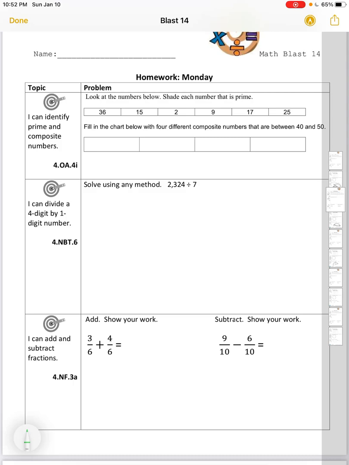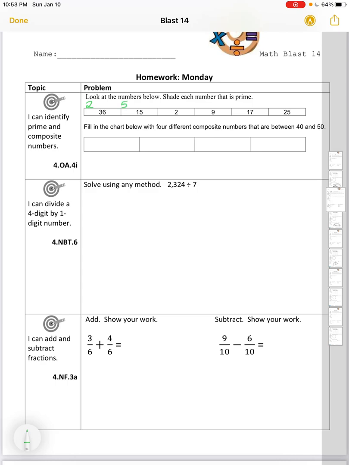So looking at 36, I know that 1 and 36 are factors of 36. If those were the only two factors, that number would be prime. If I can find at least a third factor, then we have proven that the number is no longer prime but must be considered composite. So, since this is an even number, I know that 2 would also be a factor of 36, making it a composite number.